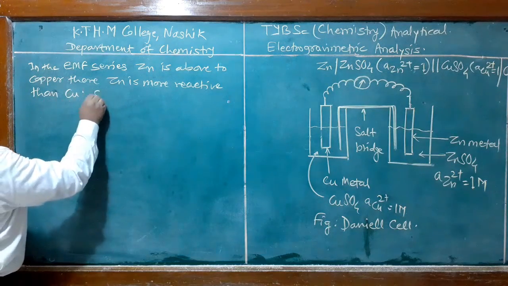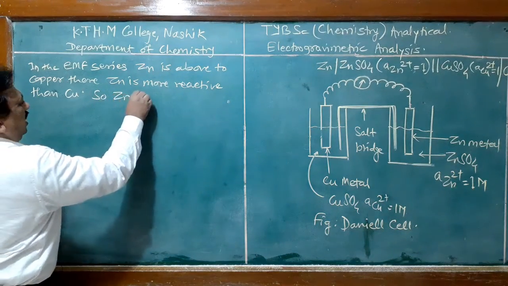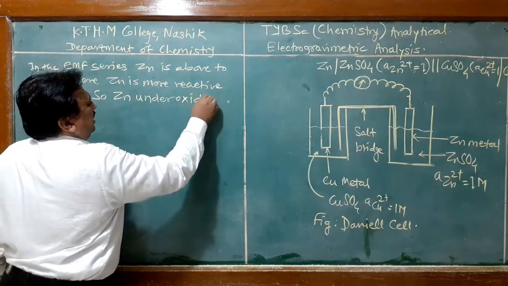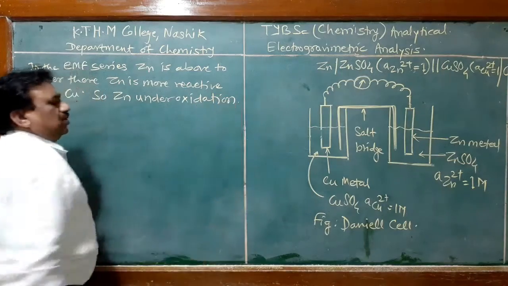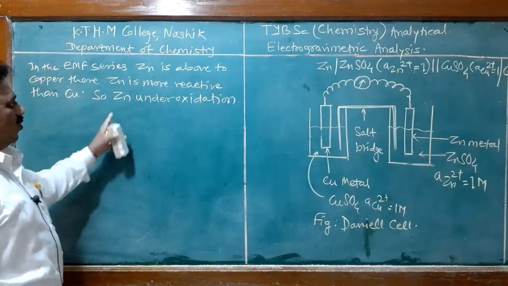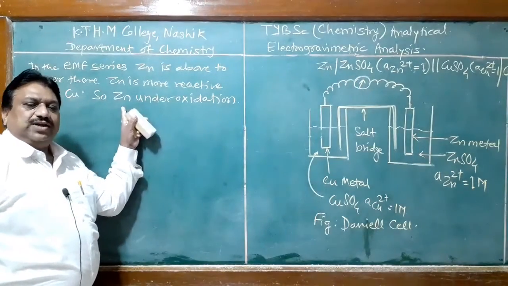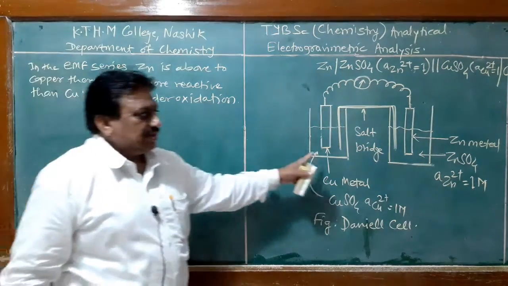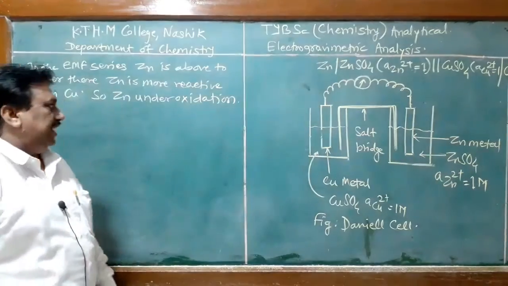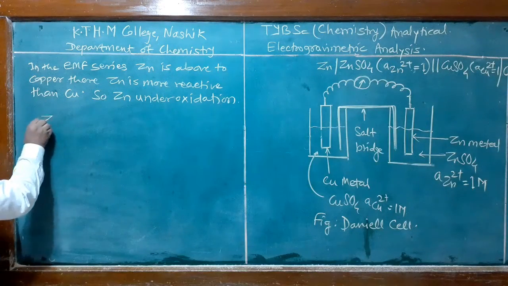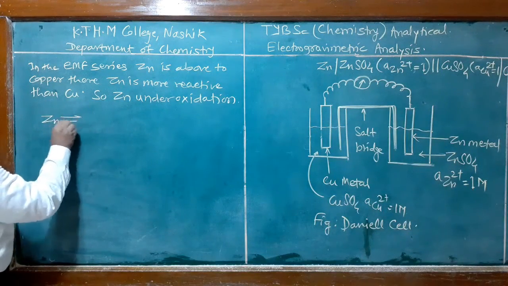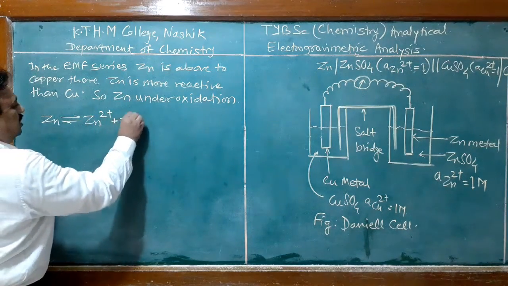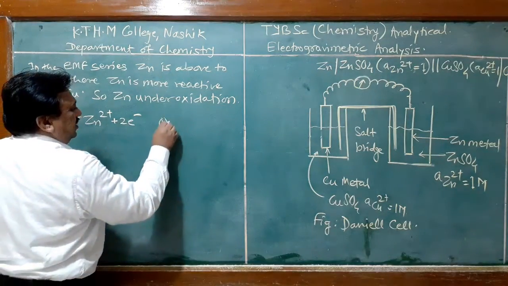So zinc undergoes oxidation when it is coupled with the copper electrode. Therefore, oxidation takes place on the zinc electrode, and zinc gets oxidized when it is coupled with the copper electrode. Here, zinc from the rod is converted to zinc ion plus 2 electrons. This is called oxidation.